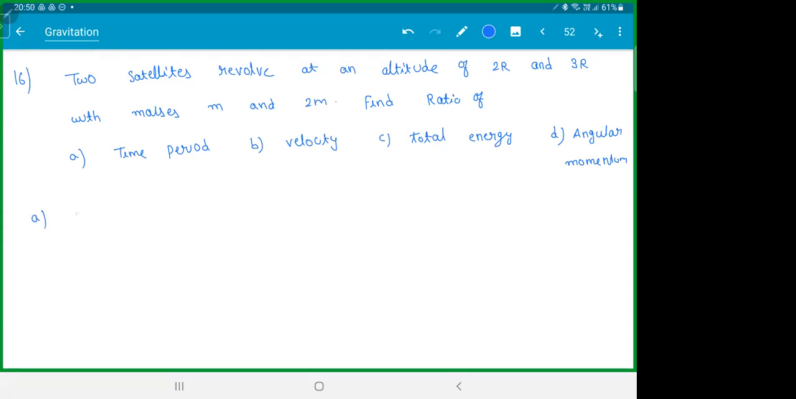First one, the time period. We know T squared, T equals 2 pi root of r to the power of 3 by GM. Remember, this M is the mass of the planet, not the mass of the satellite. Don't mess it up. That M is the mass of the planet. So T1 by T2. Second thing, he said altitude of 2r.